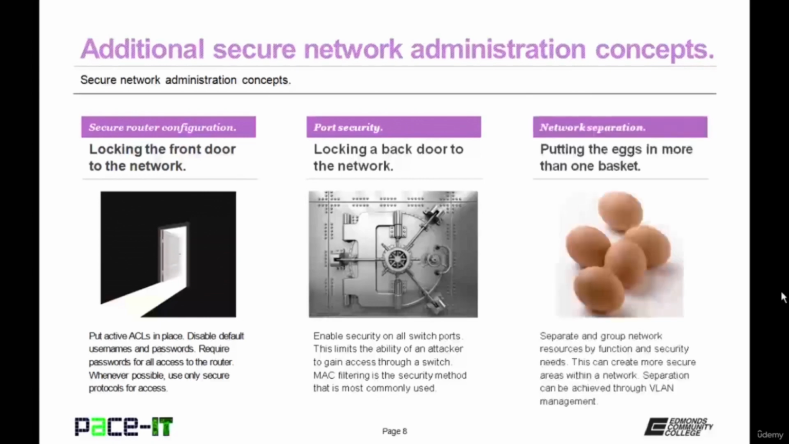Then there's network separation. This is putting your eggs in more than one basket. Separate and group network resources by function and security needs. This can create more secure areas within a network. Network separation can be achieved through VLAN and VLAN management.